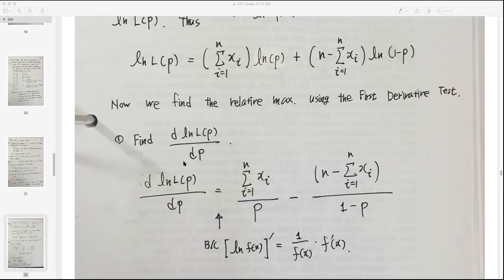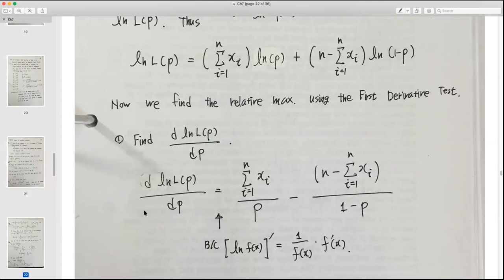To find the critical value, we have to take the derivative of the natural log of L(p) with respect to p. Then we're going to do this. This is the implicit differentiation of the natural log of L(p) with respect to p.